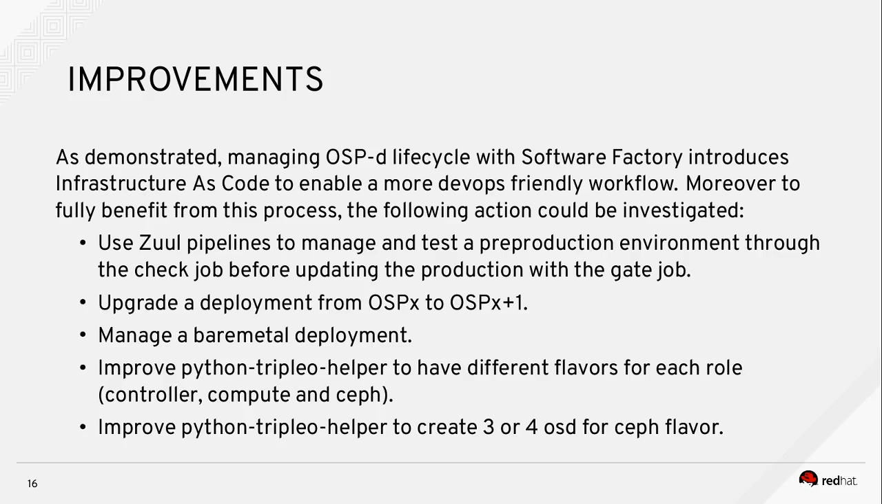On the Python tripleo-helper side, we have to improve it to have a different flavor for each role to help us reduce the size of the tenant. And also have the ability to create more than one OSD per Ceph node.